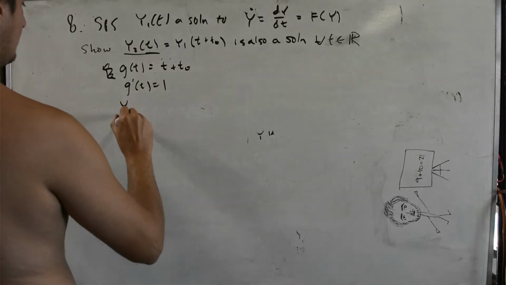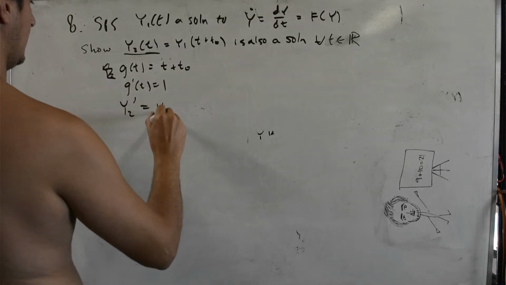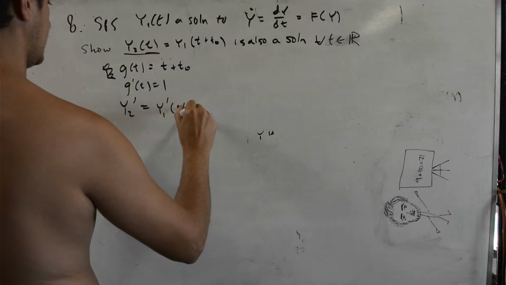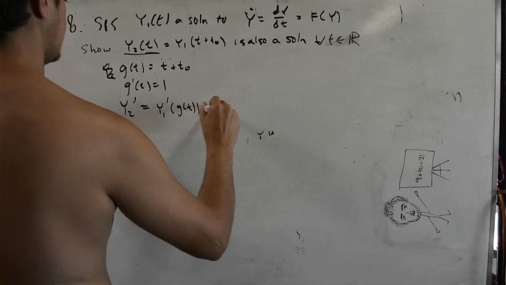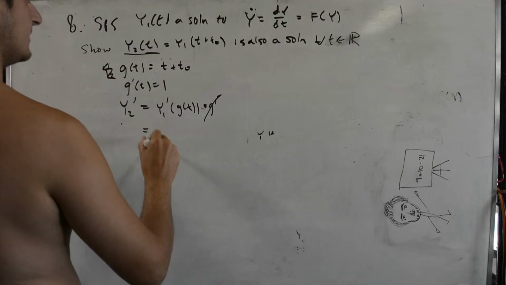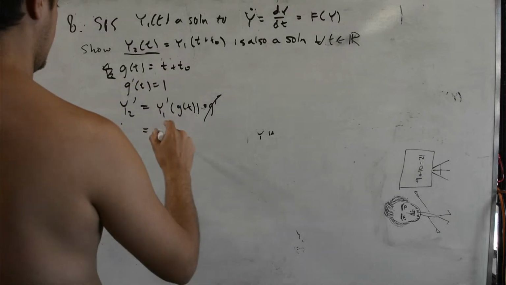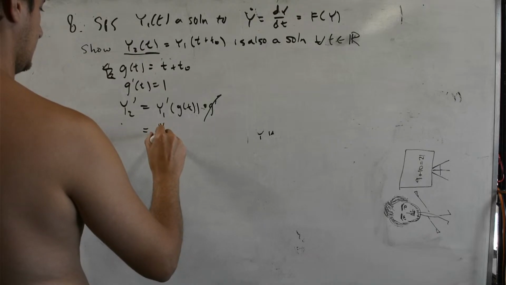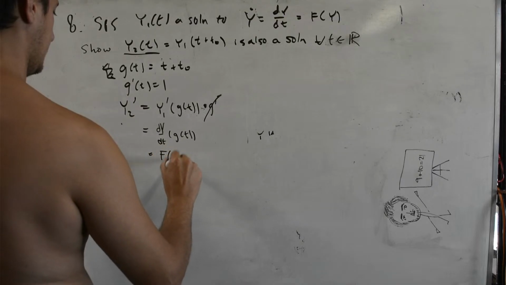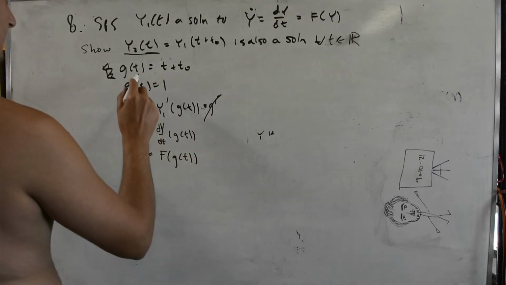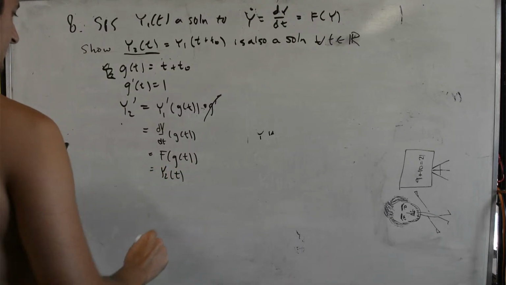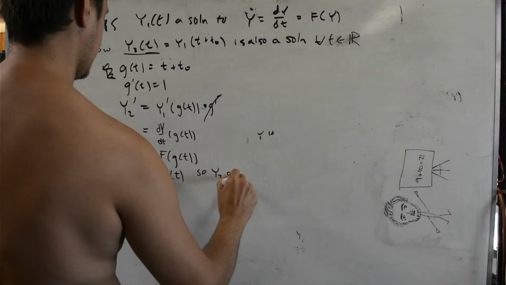Okay, so then we take y2 prime is equal to y1 prime of g of t times g prime, which is 1. Okay, but this is equal to dy/dt of g of t is equal to f of g of t, but f of g of t is equal to y2 of t. So y2 is a solution.